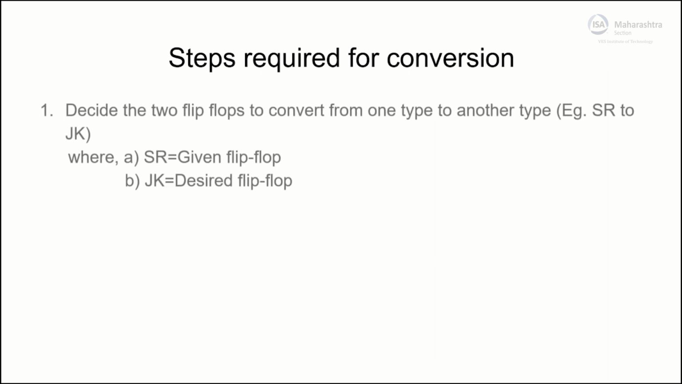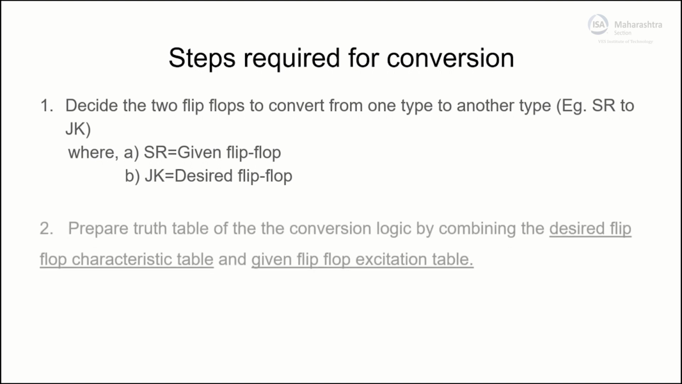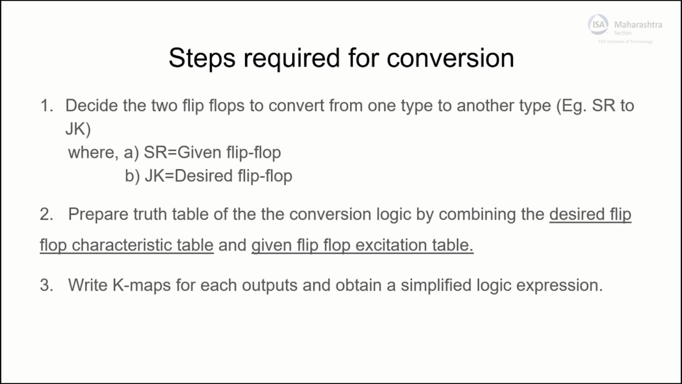Steps required for the conversion. First, decide the two flip-flops for the conversion. When mentioned SR to JK flip-flop, always the first flip-flop is the given flip-flop and the second one is the desired flip-flop. Second, draw the truth table combining the desired flip-flop characteristic table and the given flip-flop excitation table.